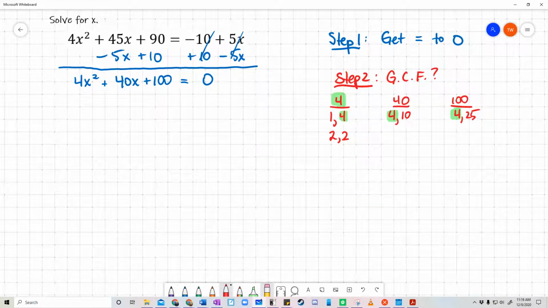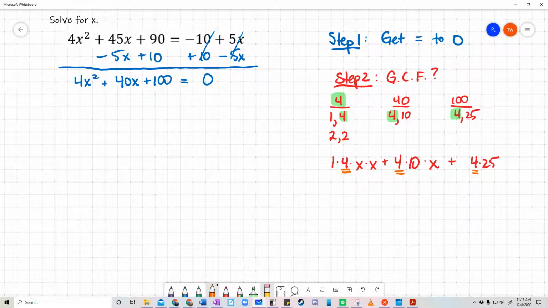So I'm going to rewrite 4x squared as 1 times 4 times x times x. I'm going to rewrite 40x as 4 times 10 times x. And I'm going to rewrite the constant 100 as 4 times 25. Then we're going to pull that common factor out and rewrite it in the factored form.